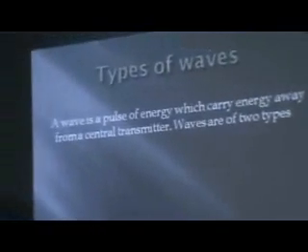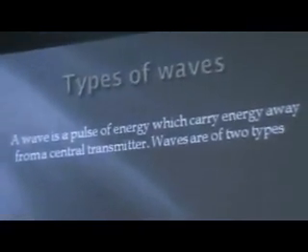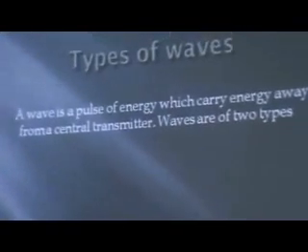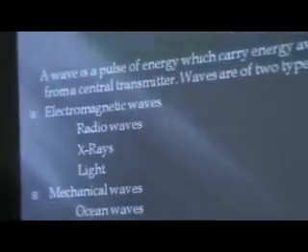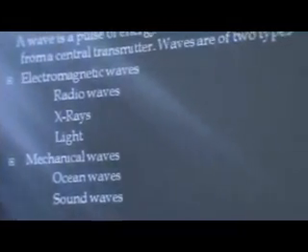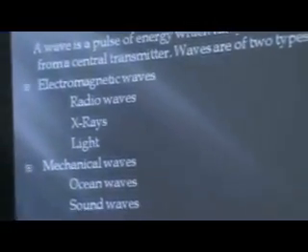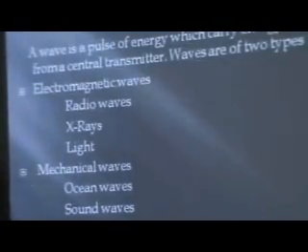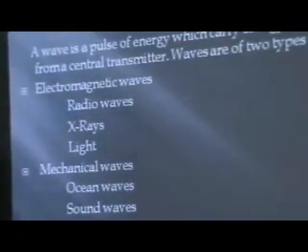Now, a wave is a pulse of energy which carries energy away from the central transmitter, the place where the waves are generated. The energy is transmitted from that place to the other medium, and there are two types of waves. One is electromagnetic waves and the second is mechanical waves. Electromagnetic waves are also labeled as transverse waves, and these travel from one place to another without requiring a medium in between. It means that they can propagate even through a vacuum, like radio waves, X-rays and light waves. The mechanical waves are also called longitudinal waves, and they require a medium for their propagation from one place to the other.